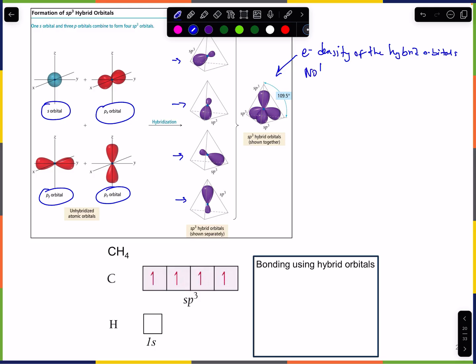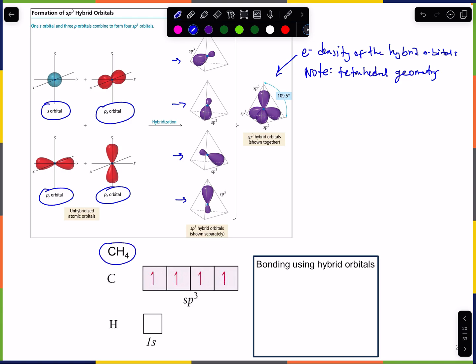Note that it has a tetrahedral geometry, right? That tetrahedral geometry is in agreement with the fact that when you have something like CH4, the electron geometry is tetrahedral. So we can think about the bonding now using these hybrid orbitals.